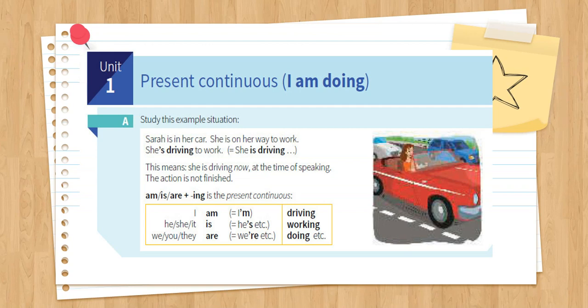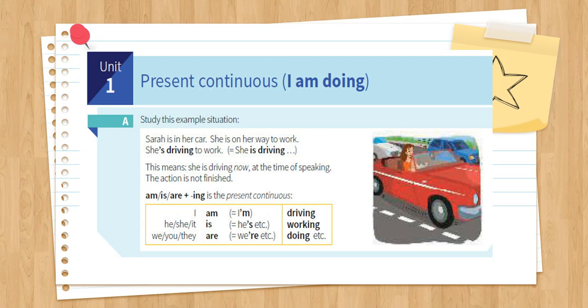This is very important to remind the different pronouns that we use, okay, in English. Okay, I, she, he, it, we, you, they. You need to remember that with I, we have to use am. We need to remember that with he, she, and it, we must use is, okay? And that with we, you, and they, we have to use the verb are, okay?